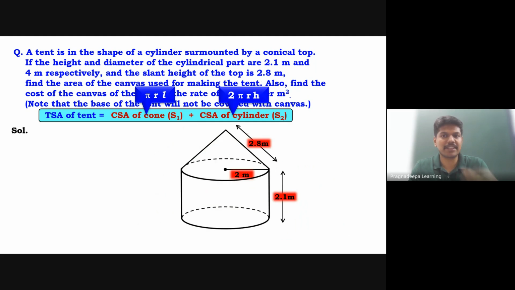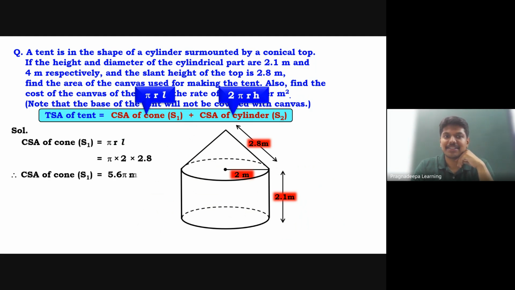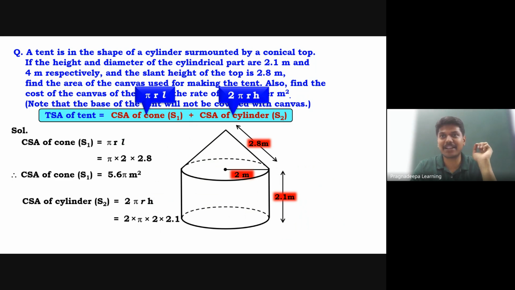I'm not doing any simplification part. The curved surface area of the cone, that is S1, is equal to pi RL, which is pi into R is 2 and slant height is 2.8, and it is easy to multiply 2.8 with 2, which is 5.6 pi meters squared. And the curved surface area of the cylinder is given by 2 pi RH, which is 2 into pi into R is 2 and H is 2.1. So 2.1 into 4 directly becomes 8.4 pi meters squared.